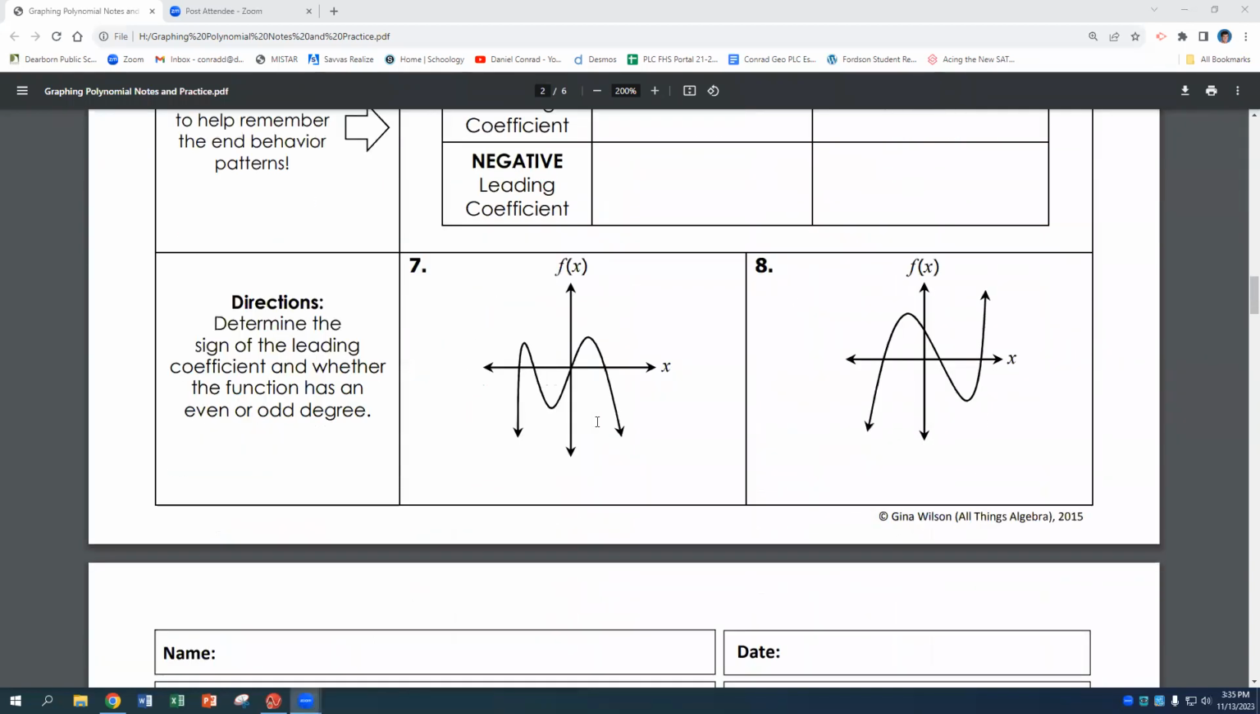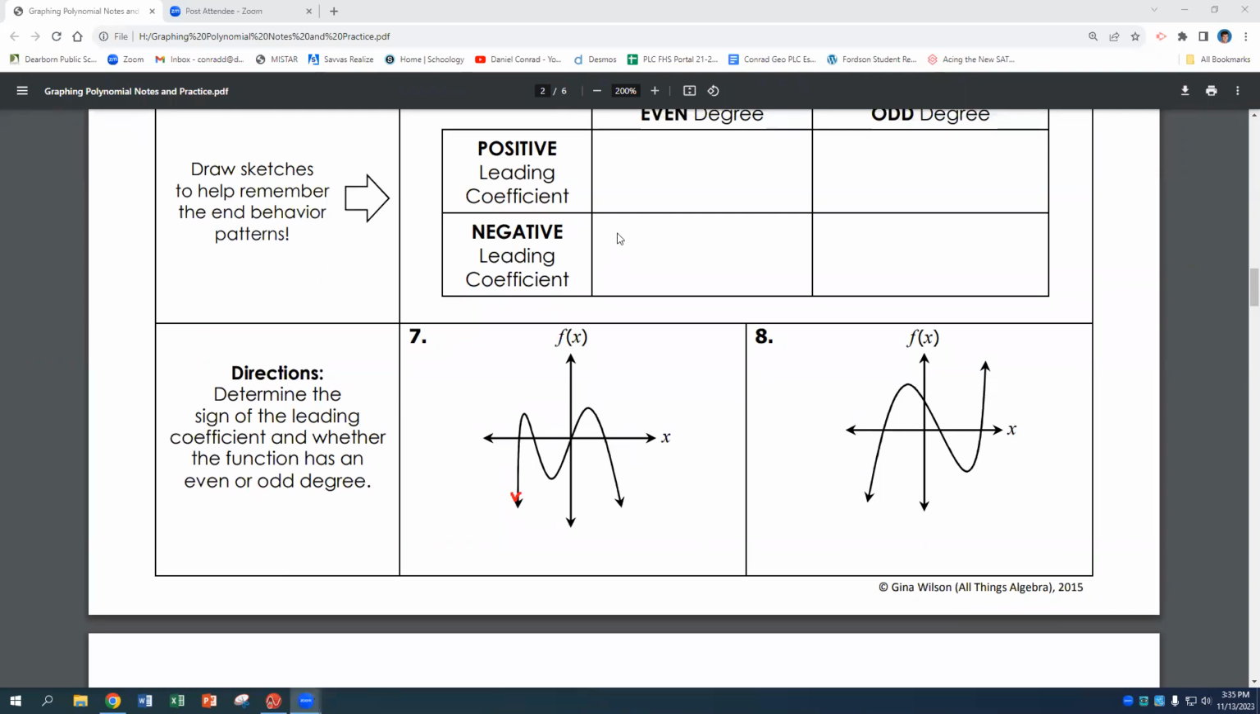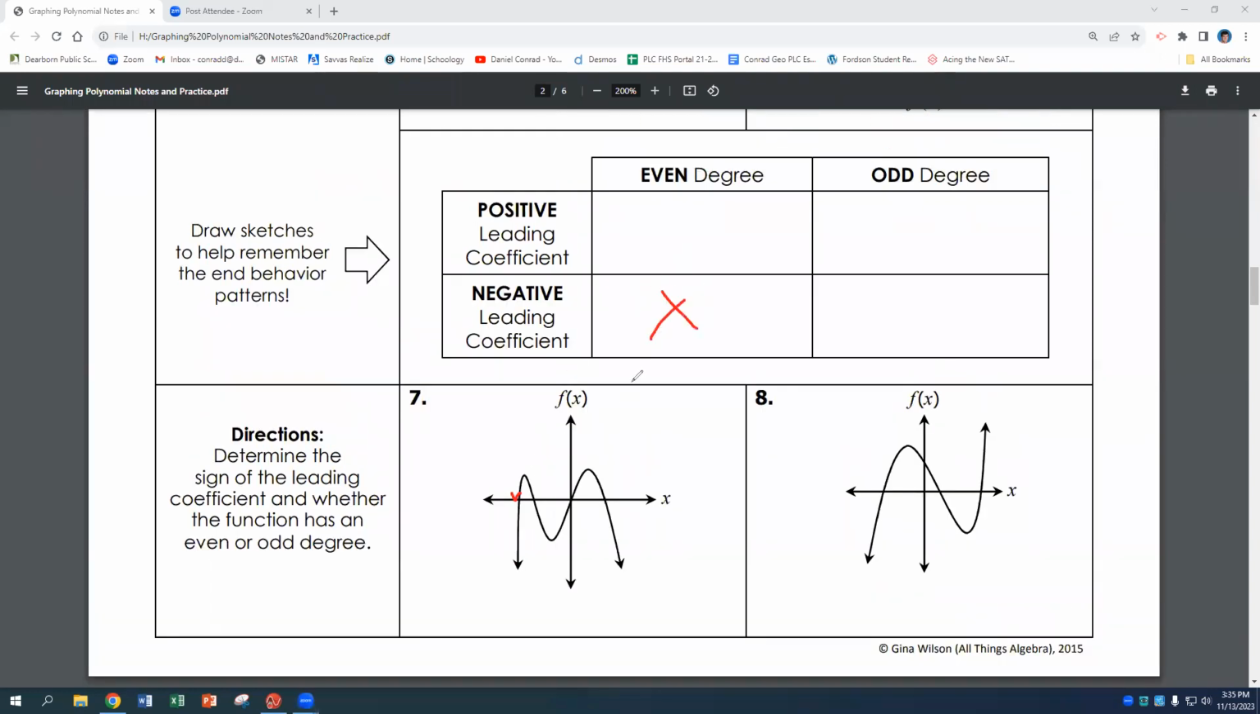So then 7 and 8 here. So 7 is going to look like this one right here. So it's an even degree, and then the sign of the leading coefficient is going to be negative. So even and negative. This one is going to be odd and positive. So this is going to have an odd degree and a positive leading coefficient.